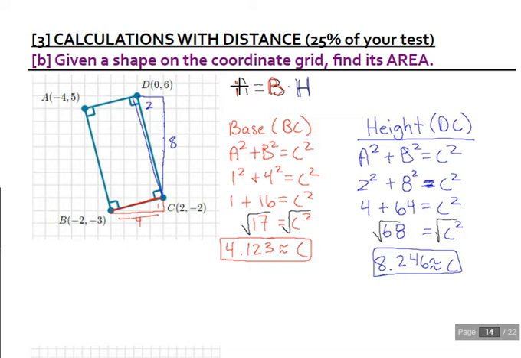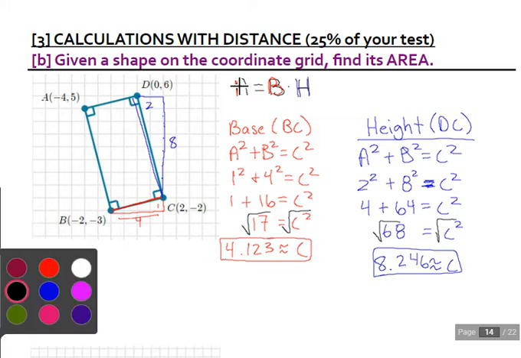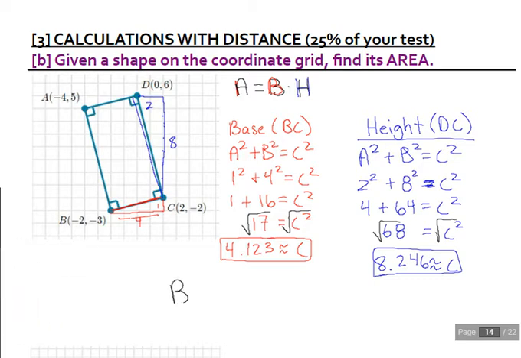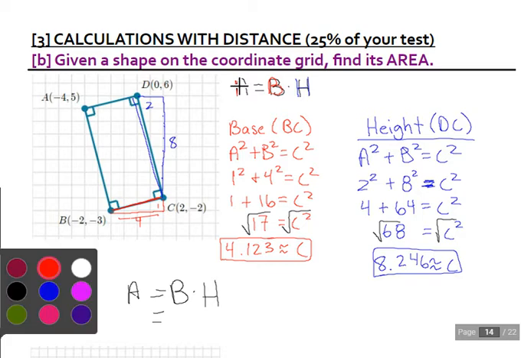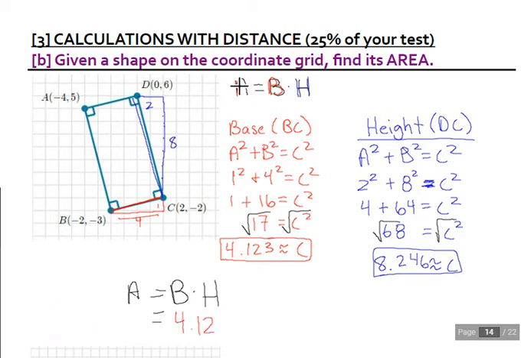We don't have to find anything else because we're finding area, not perimeter. And so we can go to our formula, base times height is going to equal our area. Okay, so then we have 4.123 times 8.246.